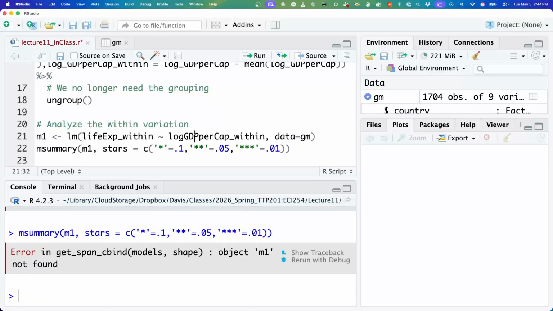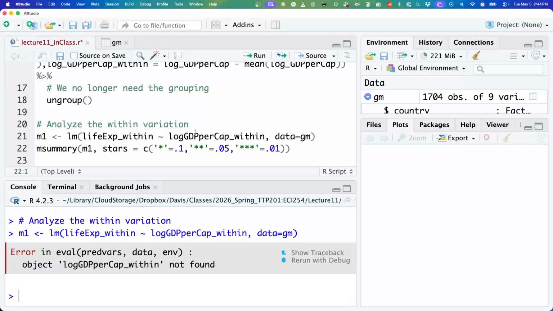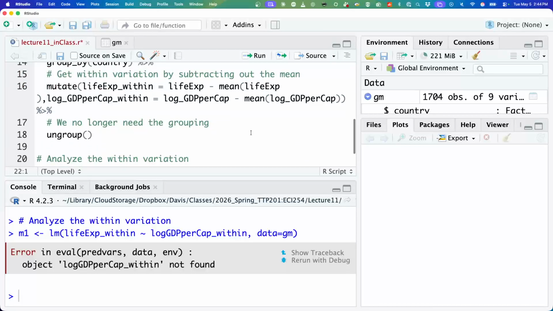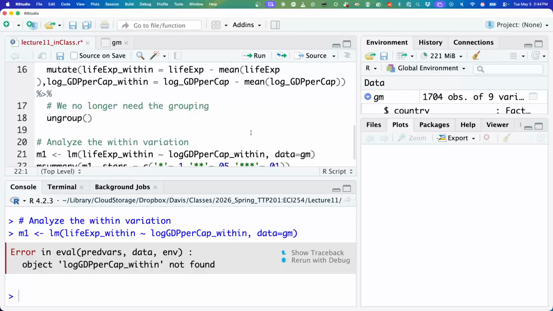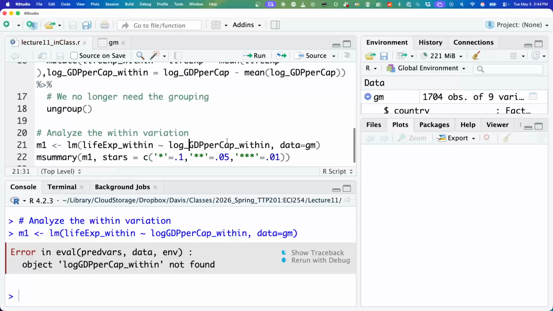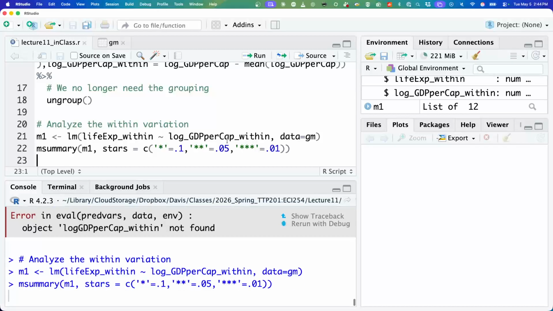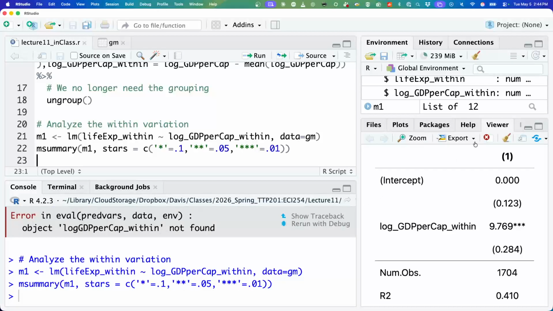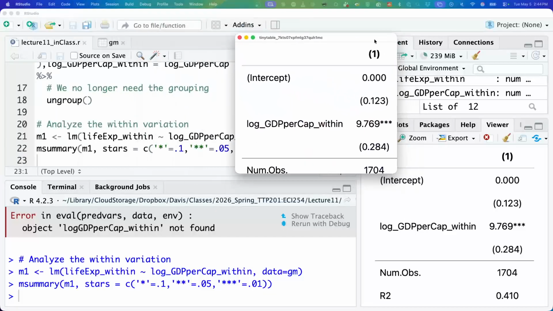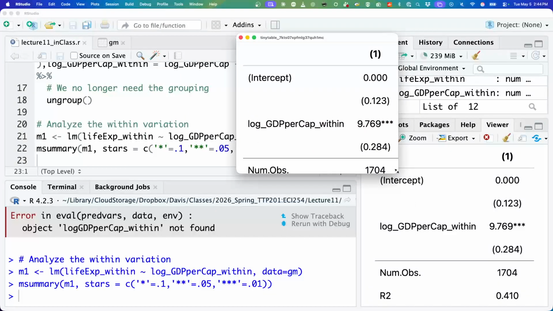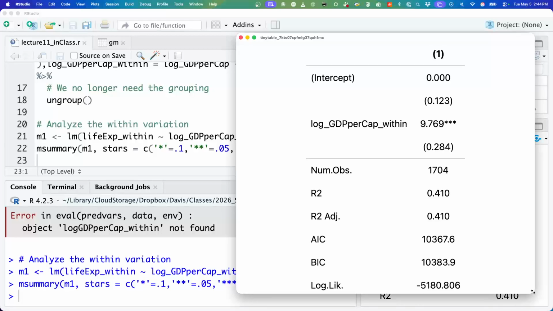Oh, what happened? Log GDP per cap within not found. Oh, I did not put the underscore here. All right. Yeah, so they give you a little nicer kind of visual table here.